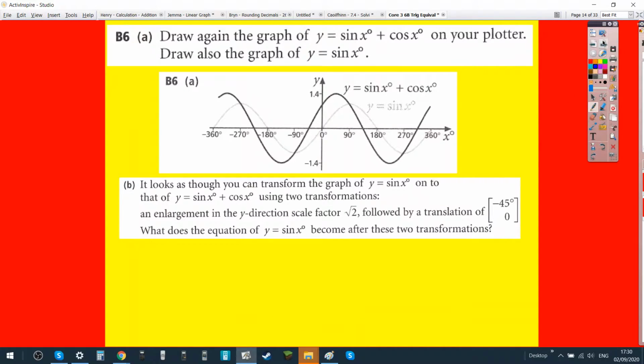Let us see. Draw again the graph of y equals sine x plus cos x. This is what it looks like. It looks as though you can transform the graph onto y equals sine x. An enlargement in the y direction, scale factor root 2. So if the amplitude is root 2, then it would be like y equals root 2 sine of something. It looks like it's the sine graph but moved 45 degrees to the left. How would you write the equation for that transformation?